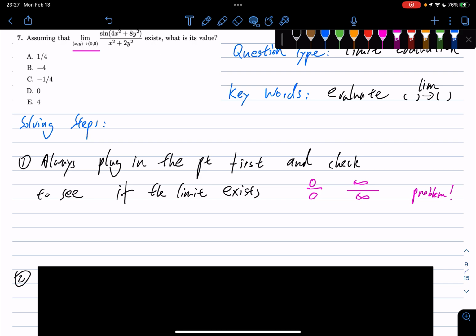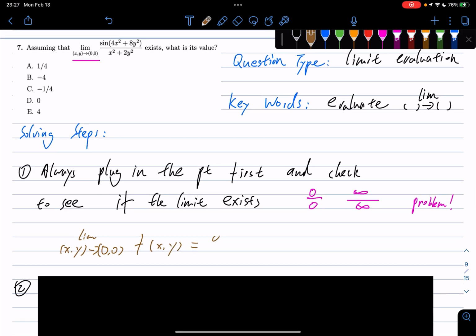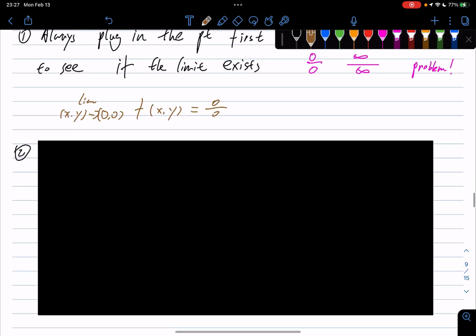But if you get 0 over 0 or infinity over infinity, that's a problem, right? Because that's a mathematically invalid way to get to a limit. So we're going to solve that. It's the limit as (x, y) approaches (0, 0) of the function of x and y. Sine of 0 is 0, and then the bottom is going to be 0, right? So it's a problem. So now it tells us we should approach the problem with the rest of the steps.